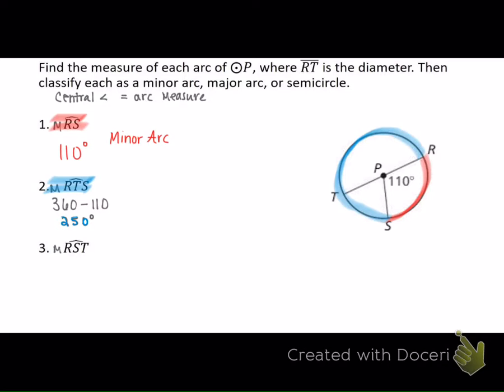Is this a major or a minor or a semi? It's a major. It's more than 180. There are three letters. Again, we have to be careful that it's not a semicircle, but we know it's not 180, so it is a major arc.